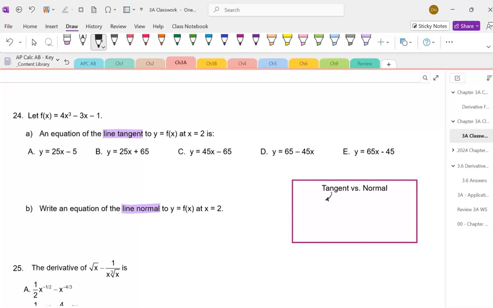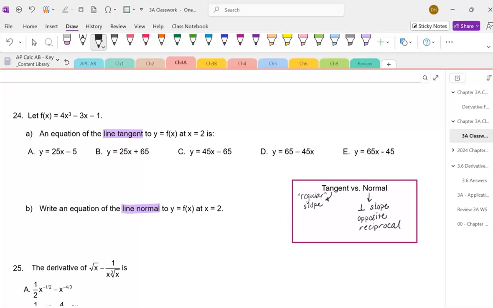So we've got our regular slope. When you see the word normal, any sort of normal line, we're talking about a perpendicular slope. So that would be the opposite reciprocal.